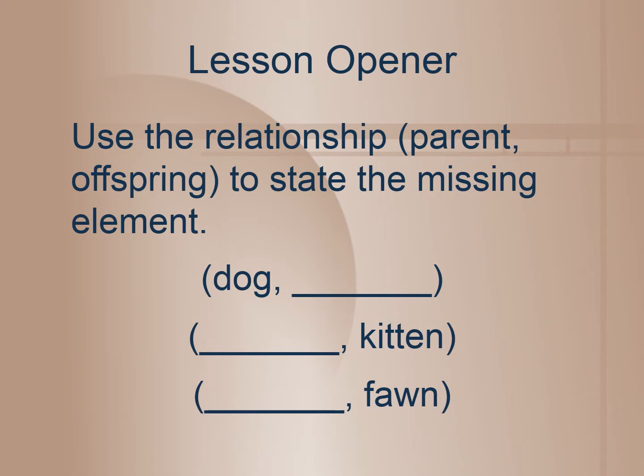We want to use the relationship of parent, comma, offspring to state the missing element. So for our first relation, we have dog, comma, so the offspring would be puppy. And the next relationship, we have a blank, comma, and kitten. So the parent is missing, so we would say that's the cat. And then on the last one, we have blank, comma, fawn. So the parent that's missing is deer.